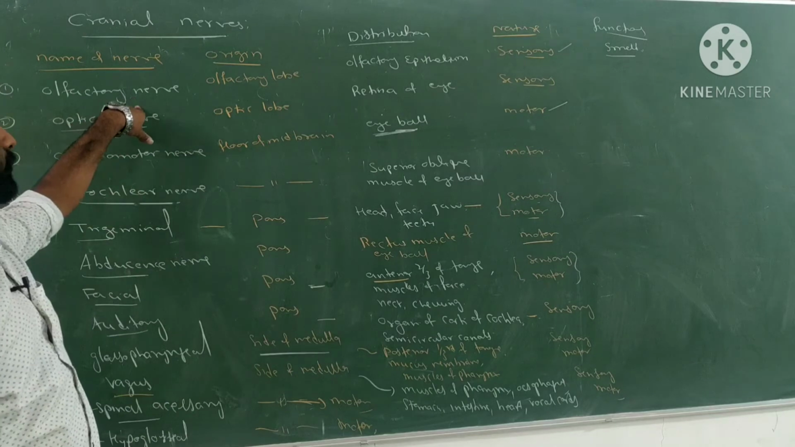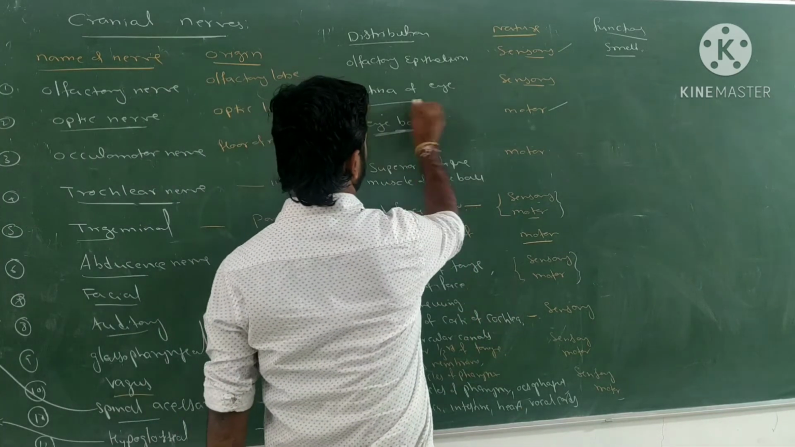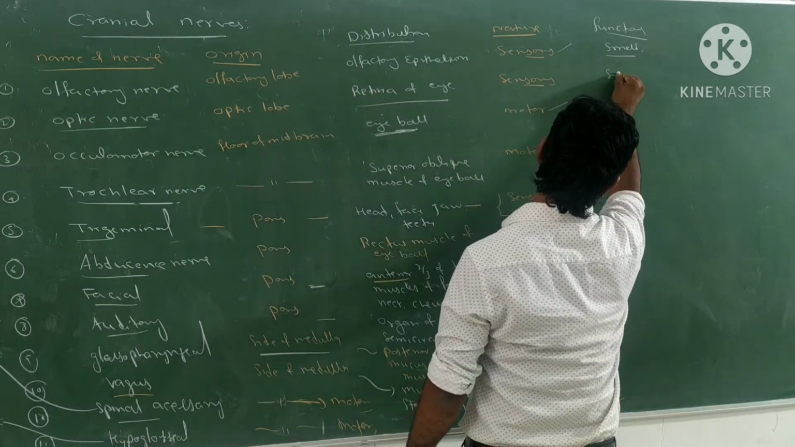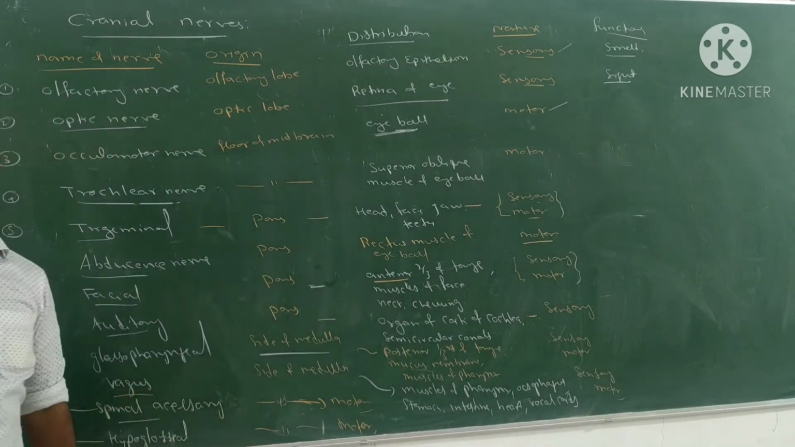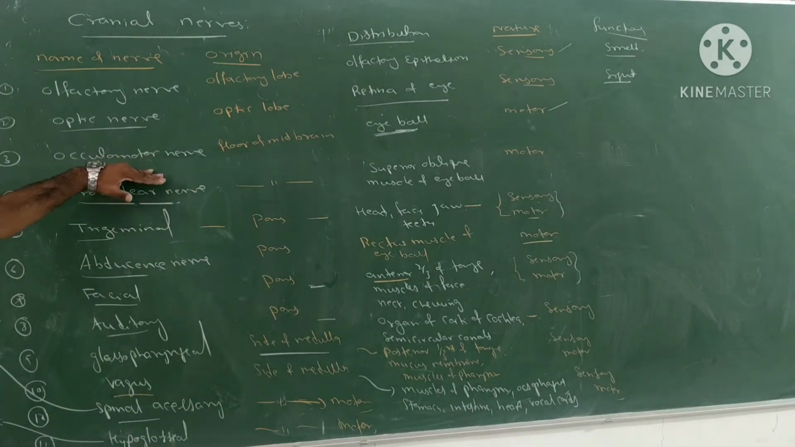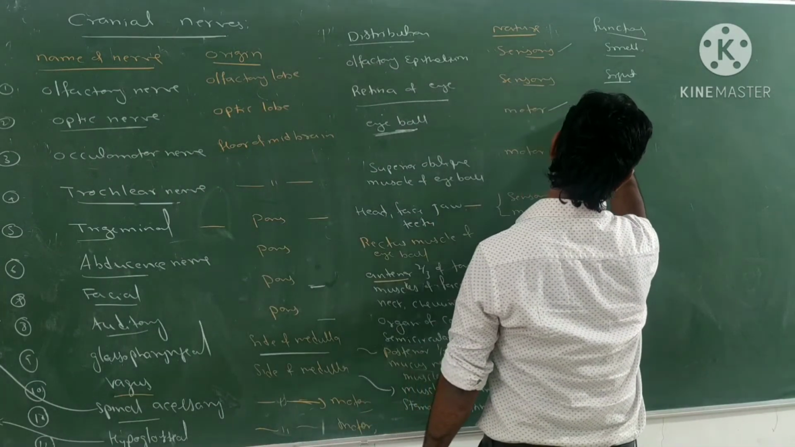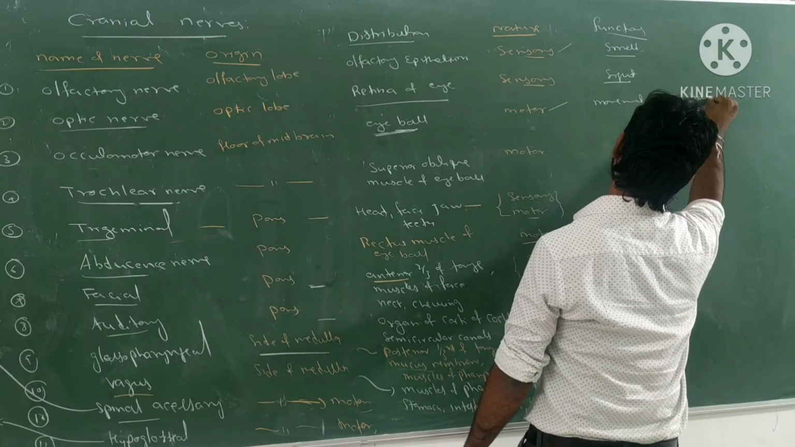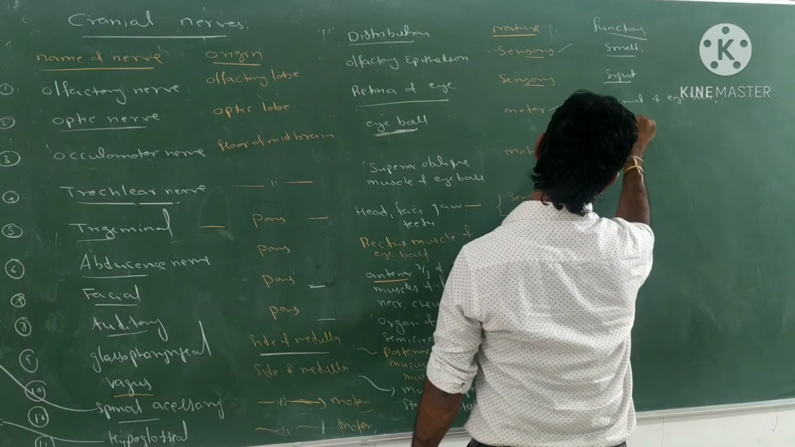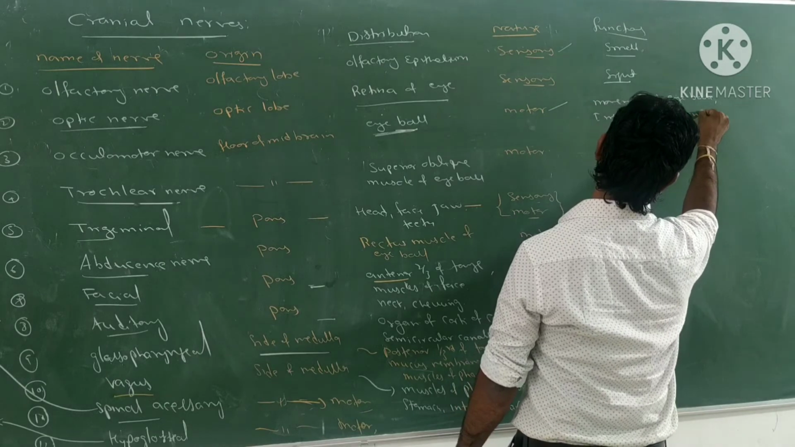Next is the olfactory lobe. After that, the optic nerve. It is mainly concerned with the retina of the eye. The retina is mainly concerned with sight or vision. What about the next one? Oculomotor. Oculomotor is mainly concerned with the movement of the eyeball, iris, eyelid and lens.